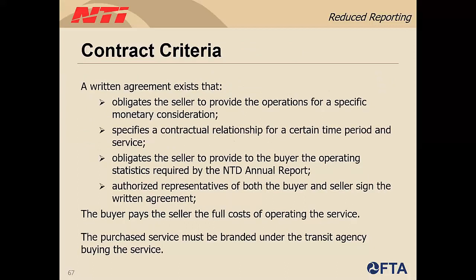The NTD has specific criteria for service that may be reported as a contract. The criteria are as follows. A written agreement exists that, number one, obligates the seller to provide their operations for a specific monetary consideration. Number two, specifies a contractual relationship for a certain time period and service. Number three, obligates the seller to provide to the buyer the operating statistics required by the NTD annual report.